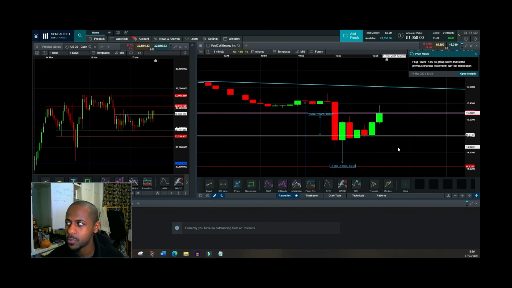And the other thing I'm happy about is the fact that I kept to my 2% stop loss. I did not revenge trade, even though the desire to revenge trade, to try and get the money back, was very, very strong. So a couple of things to take from this.